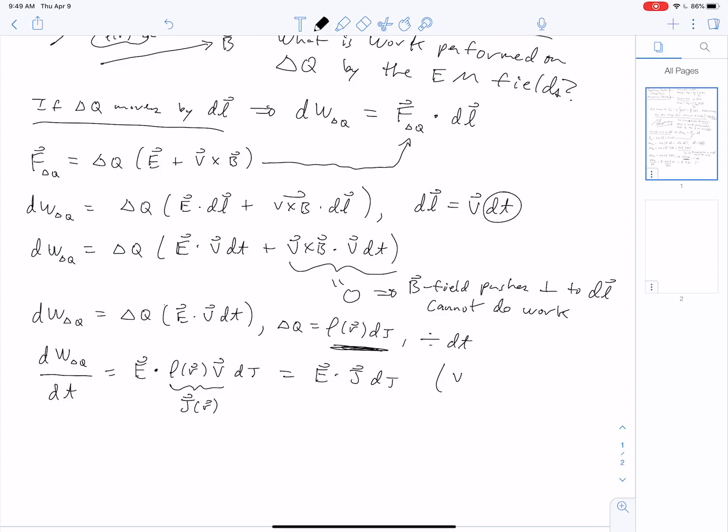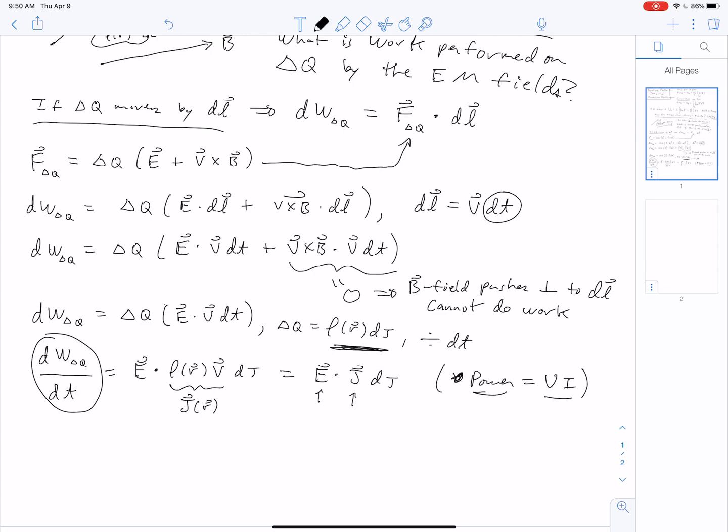You guys know that power equals voltage times current. So this should look kind of familiar, because dW/dt is power, and E is kind of like voltage, and J is kind of like current. So power equals V times I. It's basically the same expression.